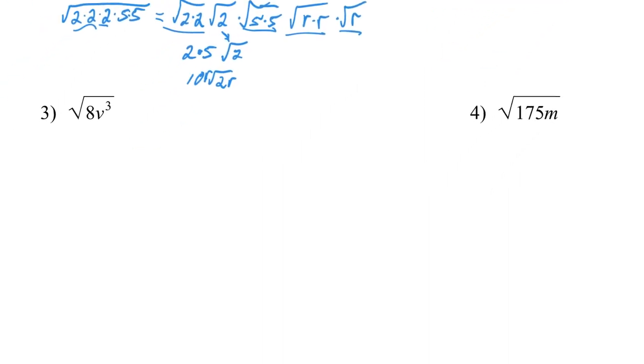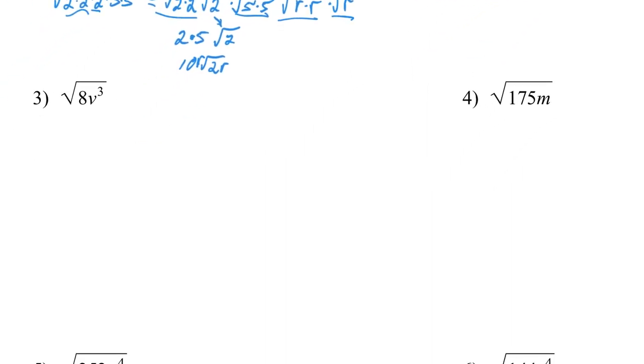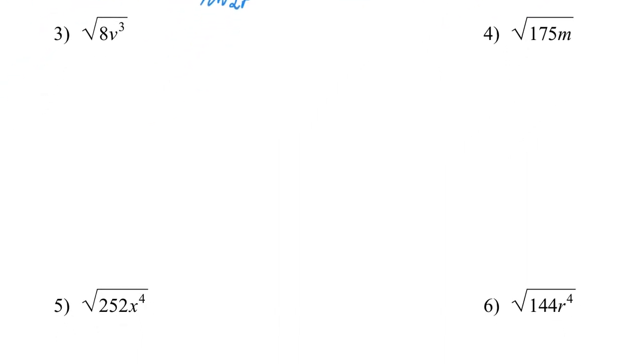Okay, so you factor it as far as it can go, and then you're looking for pairs. So the 8 can be 2 and 4, the 4, 2 and 2. We have a pair of 2's, so the 2 goes outside, and the lone 2 goes inside. The v's, we have 3 v's, so we have a pair of v's, so one outside, and then a lone v inside. And there you go.